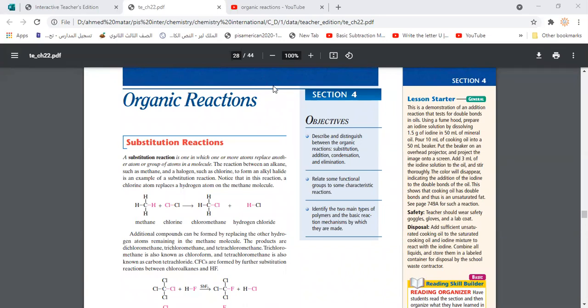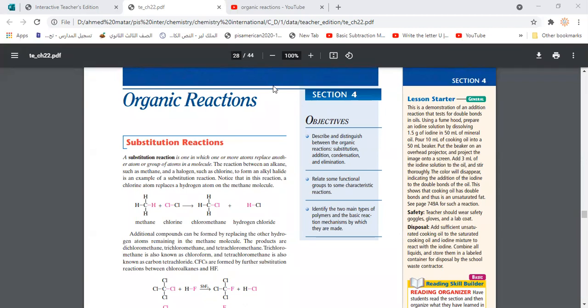Okay, guys, today we're going to start section 4, the last section in our curriculum for this quarter and this academic year. We're going to keep talking about organic compounds, but today we'll start talking about the reactions that different chemical compounds are able to do.